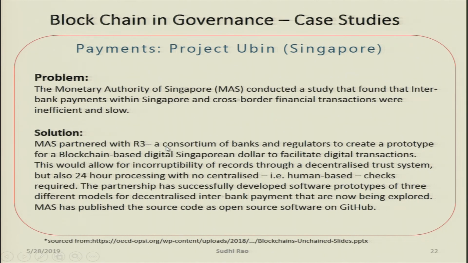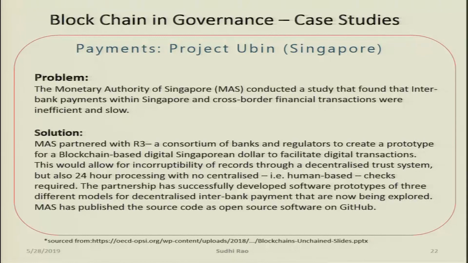Remember, in one of the previous lectures we talked about various blockchain development platforms. The two most common were the Ethereum platform and Hyperledger. R3, by a company called Corda, was developed specifically for fintech, for developing blockchains in fintech. This is an example of a blockchain developed on the R3 platform by this authority. A consortium of banks and regulators created a prototype for a blockchain-based digital Singaporean dollar to facilitate digital transactions. This would allow for incorruptibility, a decentralized system, 24-hour processing, no centralization or human checks, and other benefits which we expect from a blockchain.